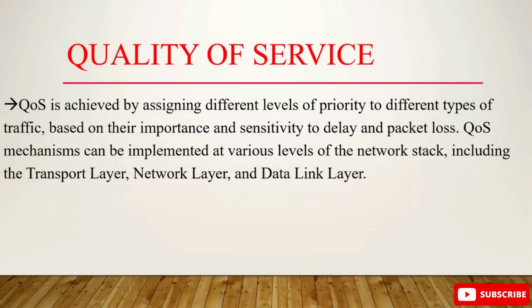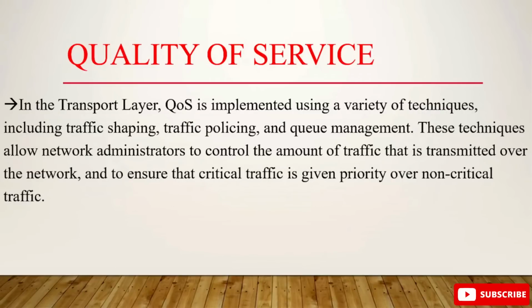Quality of service is achieved by assigning different levels of priority to different types of traffic based on their importance and sensitivity to delay and packet loss. Quality of service mechanisms can be implemented at various levels of the network stack, including the transport layer, network layer, and data link layer. In the transport layer, quality of service is implemented using a variety of techniques, including traffic shaping, traffic policing, and queue management. These techniques allow network administrators to control the amount of traffic transmitted over the network and to ensure that critical traffic is given priority over non-critical traffic.